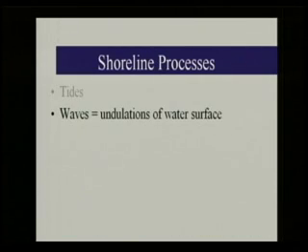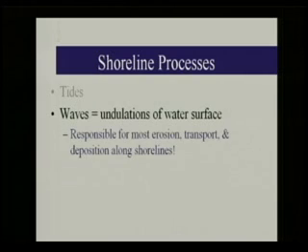The second shoreline process we will discuss today is that of waves. Now, waves differ from tides in that waves are undulations of a water surface. Tides are simply the rise and fall of the elevation of the ocean, whereas waves are the movement or the undulation of the water surface. Waves are responsible for most of the erosion, the transport, and the deposition along shorelines.